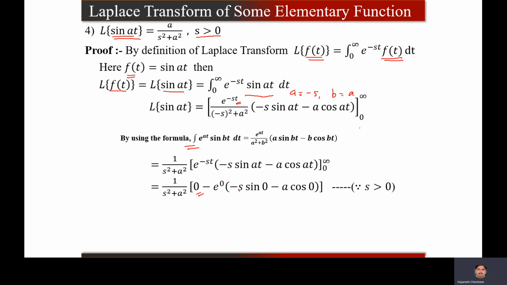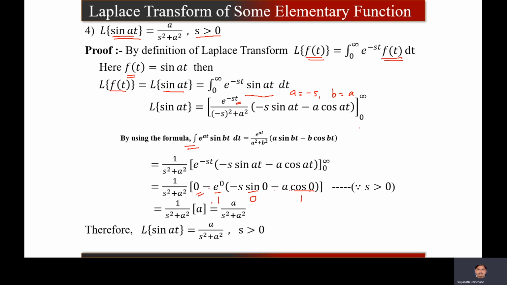So e raised to 0 into (minus s sin 0 minus a cos 0). But sin 0 is 0, cos 0 is 1, and e raised to 0 is 1. So it is 0 minus 1, which means minus minus becomes plus, and that is equal to a, this 1 into a, and therefore we have a divided by s square plus a square. So this is the Laplace transform. Therefore, the Laplace transform of sin at is equal to a divided by s square plus a square.